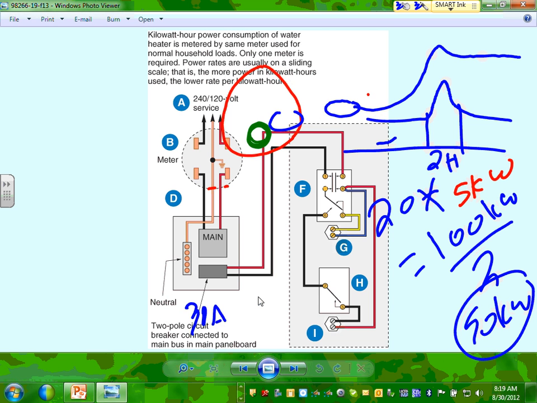If you don't have to control it, this is how we typically do the water heaters, at least in a lot of places. There is no control. It's basically a branch circuit, no control.